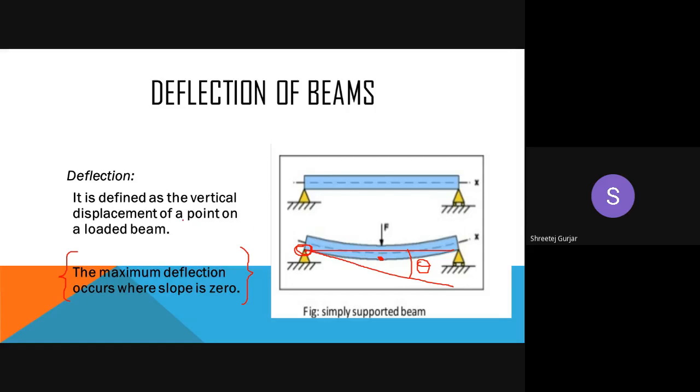So they are contradictory. What is deflection? It is defined as the vertical displacement. As I've told you, we consider displacement in the vertical plane. Vertical displacement of a point on a loaded beam. It may be any point on your longitudinal section, not only at the center. The maximum deflection occurs where the slope is 0. So as I've told you, when the slope is equal to 0, at that point you have the maximum deflection. Remember this point, this is very important. Wherever the slope is 0, you have your maximum deflection.